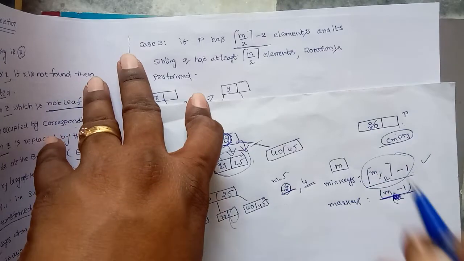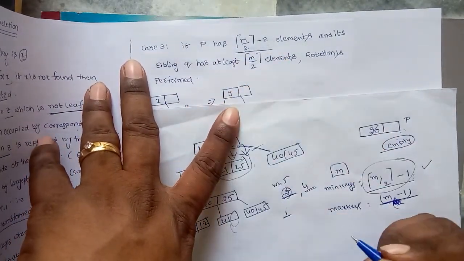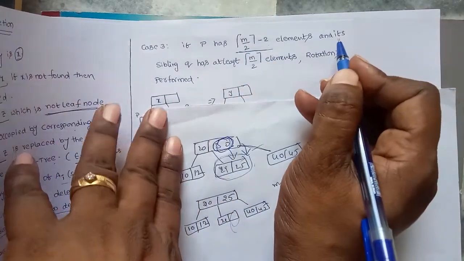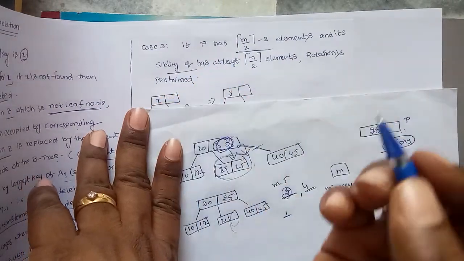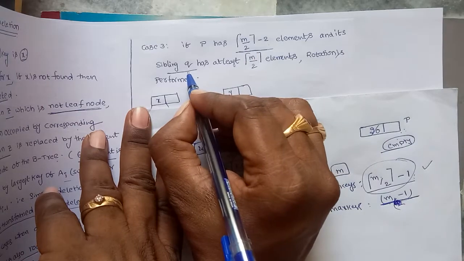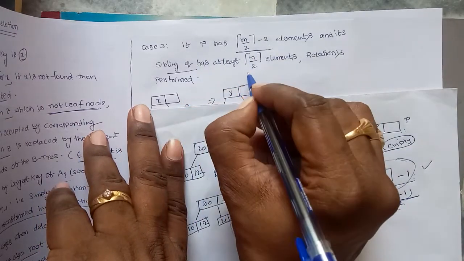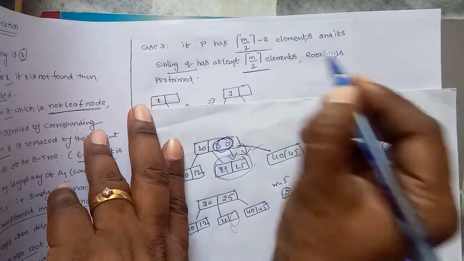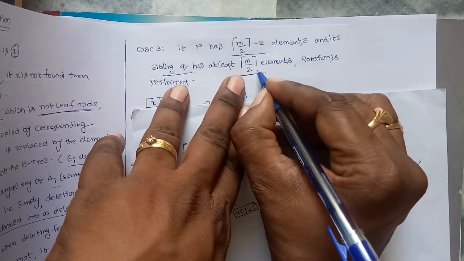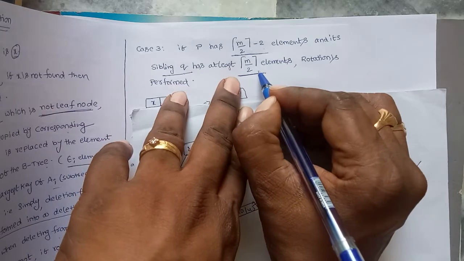Suppose after deletion P has m/2 minus 2, that is only one element, that means that node violates the property. Immediately, to overcome this problem, we check the sibling node Q, and it has at least m/2 elements. It requires a minimum of m/2 minus 1 elements, but the sibling has m/2 elements.